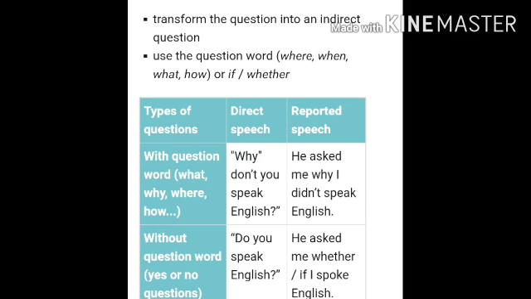Asking a question without a question word, yes or no questions, how will you ask? Do you speak English? He asked me whether or if I spoke English. Okay. So as we had learned in the first statement, we have to use the pronouns, tenses and place and time expressions correctly. Usage of question words, and if the question words are not there, usage of if or whether should be kept in your mind.